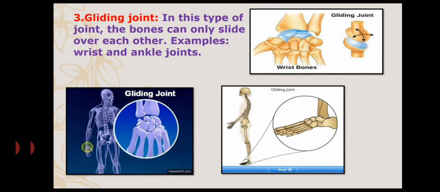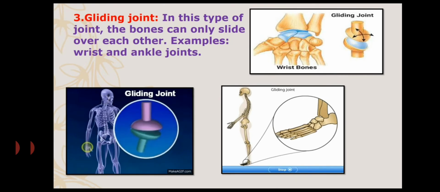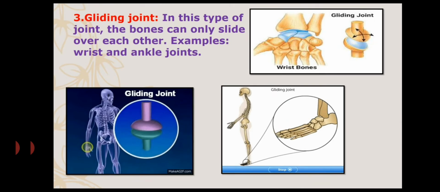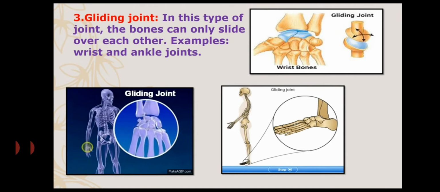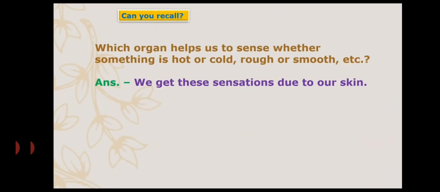In this type of joint, the bones can only slide over each other. Example, wrist and ankle joint. So children, here we can understand this type of joint is taking the friction between these bones. The bones can only slide over each other. Example, wrist and ankle joint.